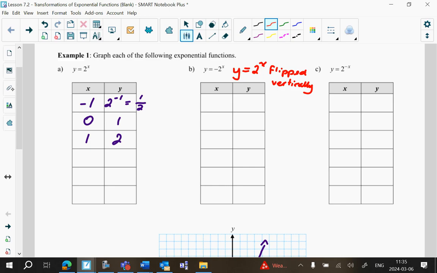How about this one? You want to do a whole new table of values, or can we take a little bit of a shortcut? It's y equals 2 to the x, and what's happening to it? Flipped horizontally, so over the y-axis.